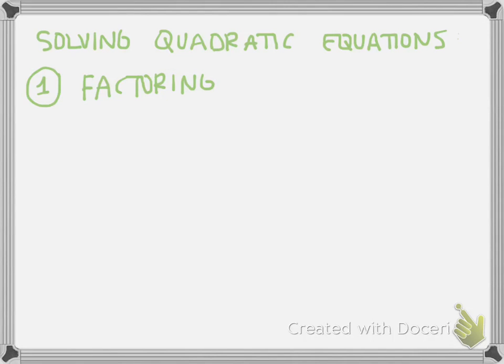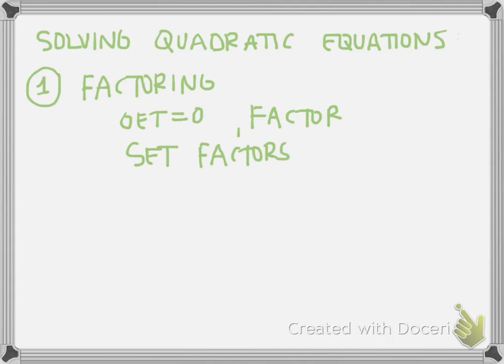So remember, you get it equal to 0 and factor. Set factors equal to 0 and solve. So to use factoring, the trinomial, the 4-term polynomial, the 2-term polynomial has to be able to be factored. The second way is by the quadratic formula.